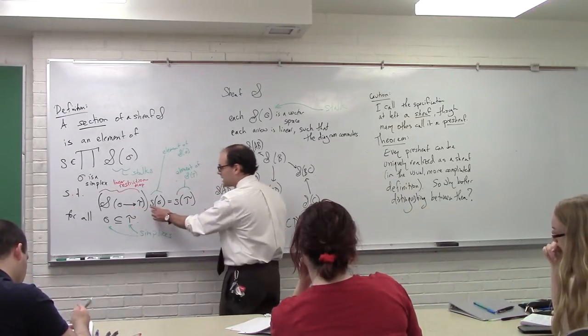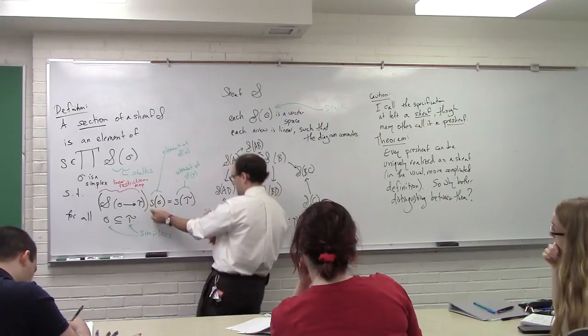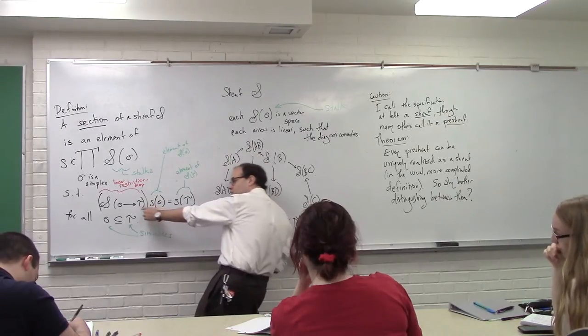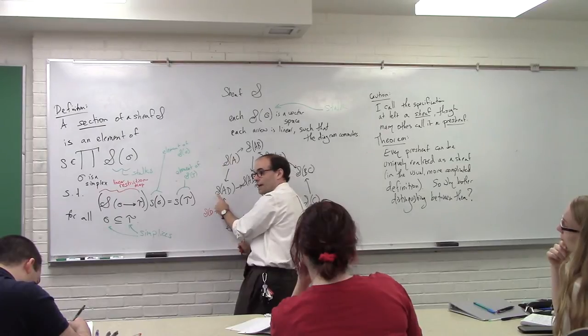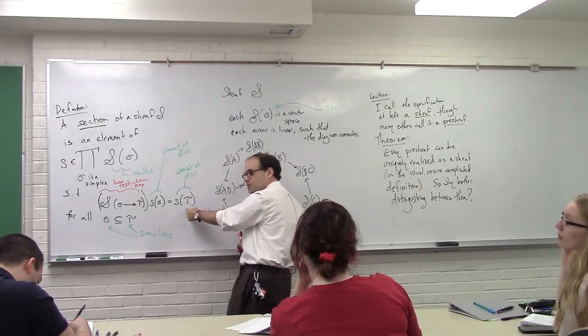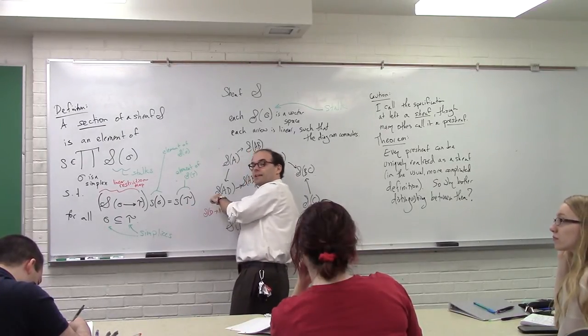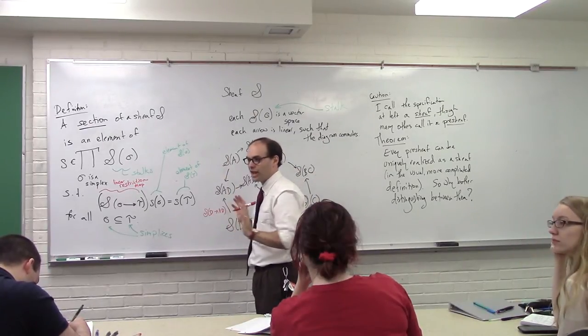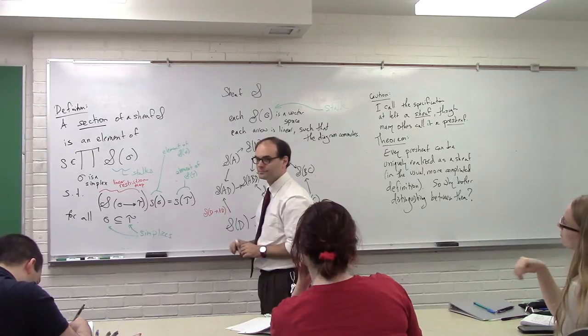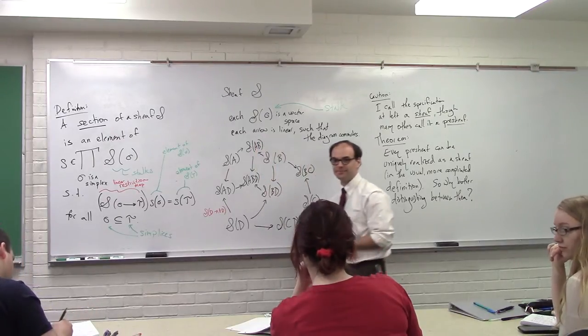So what I'm doing is I'm taking this element of this vector space, S sigma. I'm pushing it through this linear map so it ends up here, and I'm comparing it to the data that's already this. If it is, in fact, equal, and every time I do this all over my entire diagram, then I call that a section. Yeah, questions?